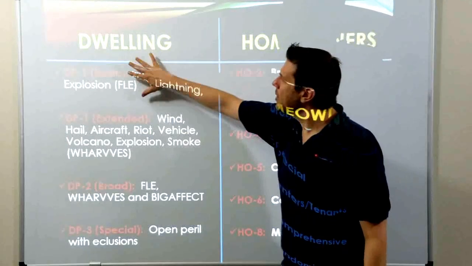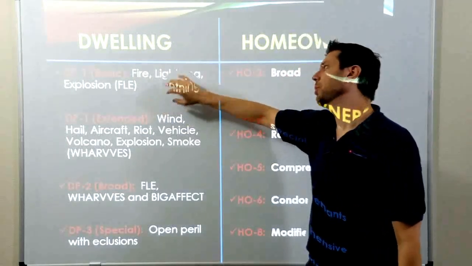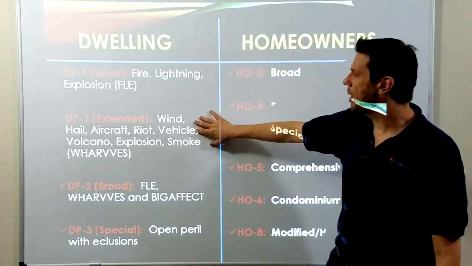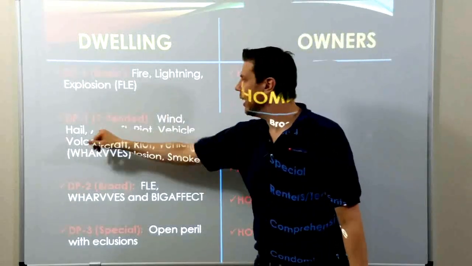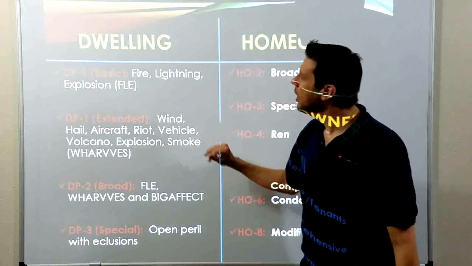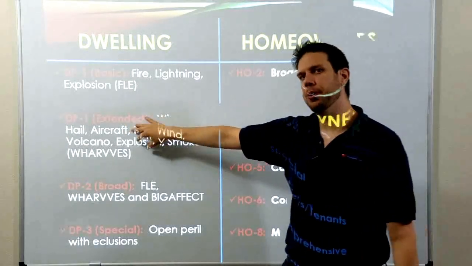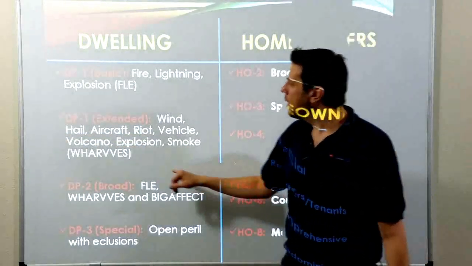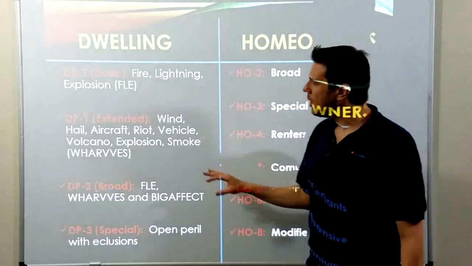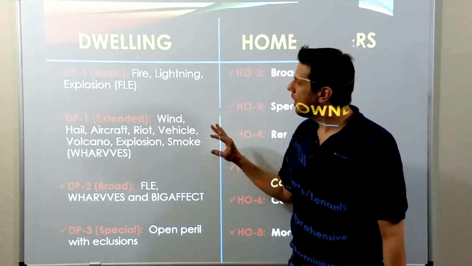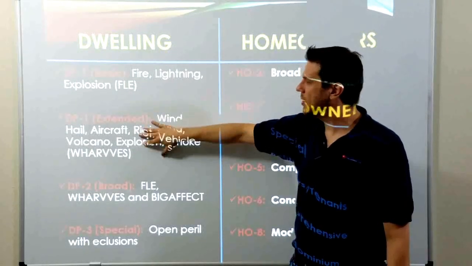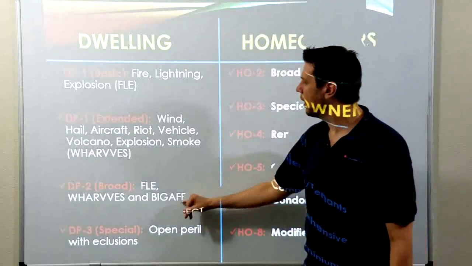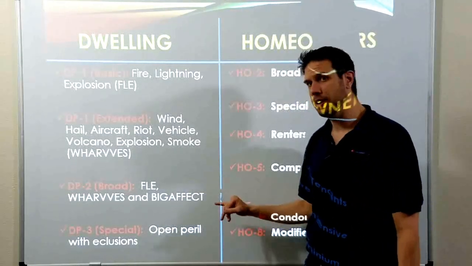So the basic policy, the DP1, the basic cause of loss form, covers fire, lightning, and explosion. The basic extended perils cover wind, hail, aircraft, riot, vehicle, volcano, explosion, smoke. But remember, the extended perils only covered you if somebody else's car hit your house. The broad cause of loss form covers you if anything that the basic or basic extended perils occur, and burglary, ice, glass, accidental discharge, falling objects, freezing of plumbing, electrical, collapsing and tearing asunder.